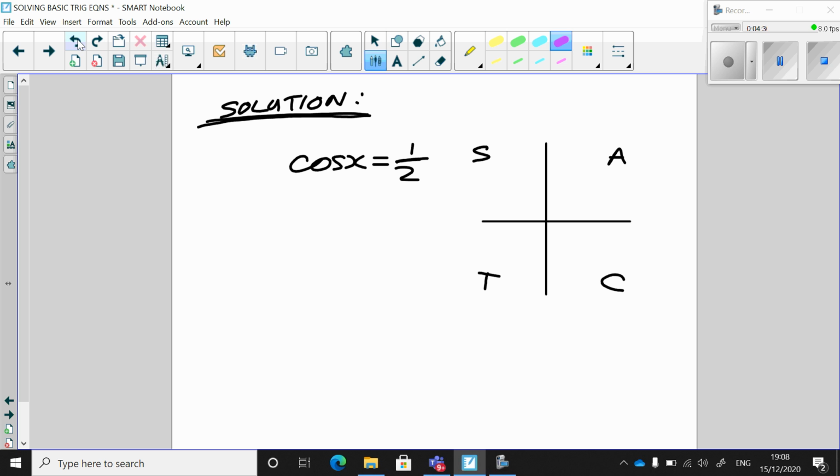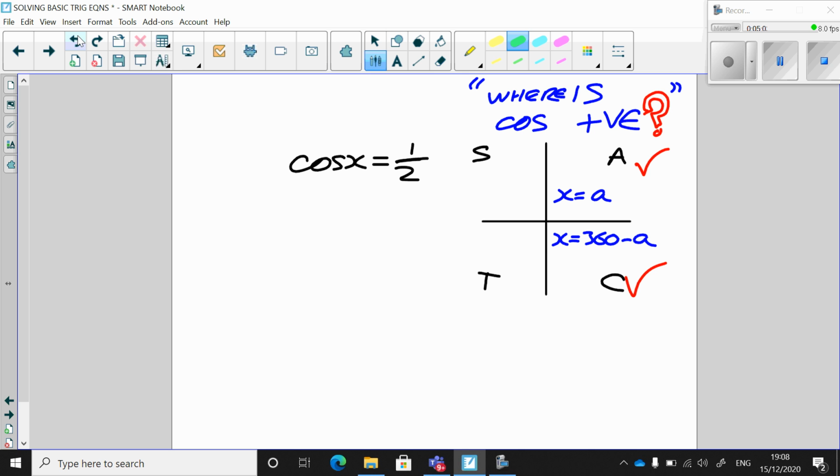Right, remember the quadrant check. Anytime we talk about positive, we always tick A, always positive, and then we go for the letter of the trig function, C. We tick that. So, where's cosine positive? A and C, that's fine. What are the little formulas that we had? x equals a, 360 minus a.